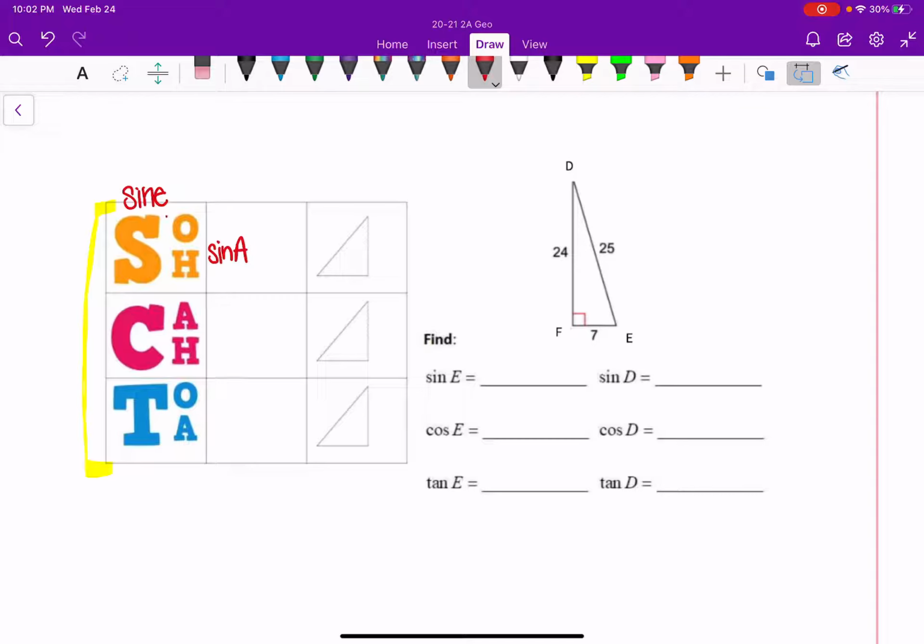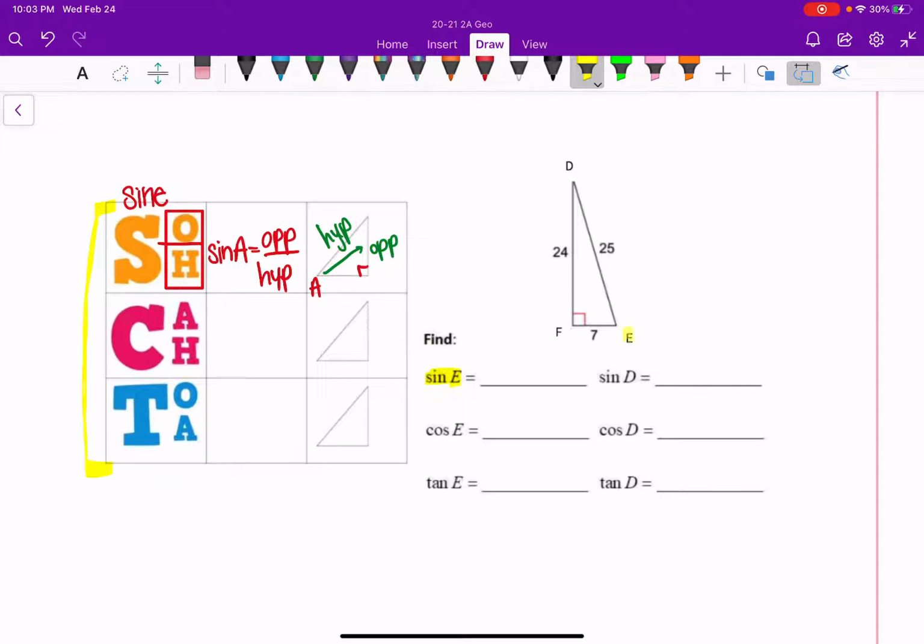Now we remember this, or I remember it, by doing the opposite side over the hypotenuse. So if angle A was here in our triangle, we would take our opposite side and put it over the hypotenuse. So let's actually try this out over here for sine of E.